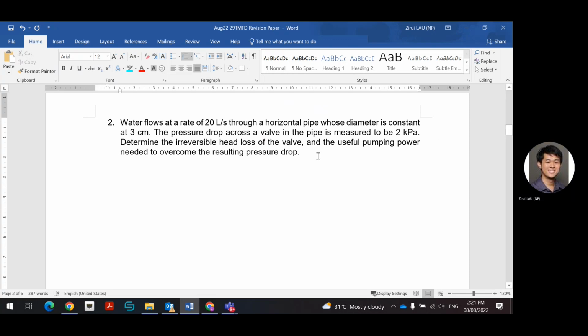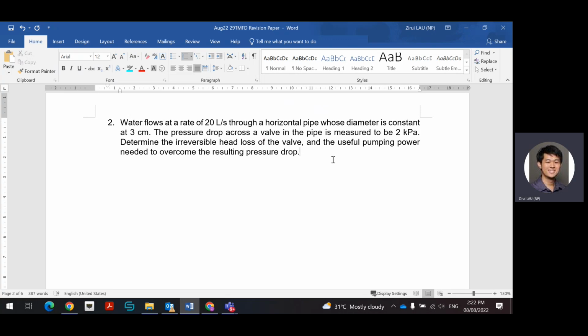Okay. So the next question. Water flows at a rate of 20 liters per second through a horizontal pipe, whose diameter is constant. The pressure drop across a valve in the pipe is measured to be 2 kilopascal. Determine the irreversible head loss of the valve and the useful pumping power needed to overcome this pressure drop.